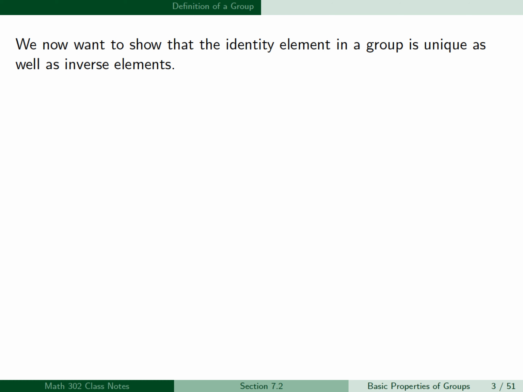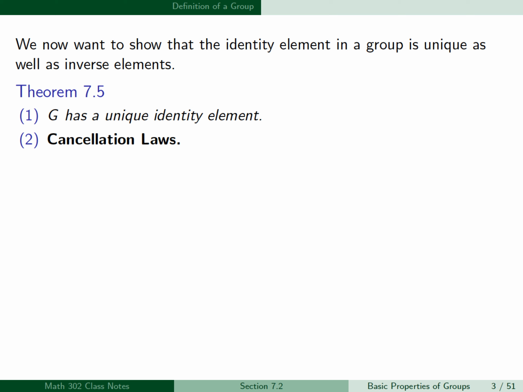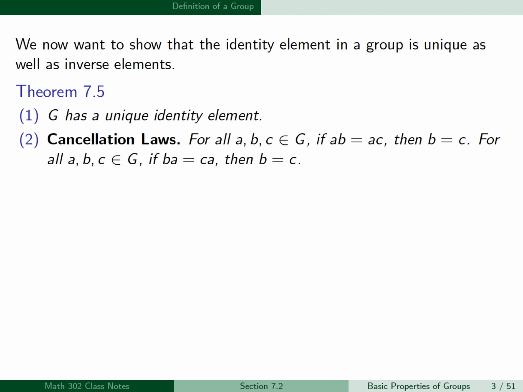We now want to show that the identity element in a group is unique, as well as inverse elements. This is Theorem 7.5, and the first part tells us that G has a unique identity element. The second part has two cancellation laws. The first: for all A, B, C in G, if AB equals AC, then B is equal to C, so we can cancel A on the left. And the second says for all A, B, C in G, if BA equals CA, then B is equal to C, so we can cancel A on the right.